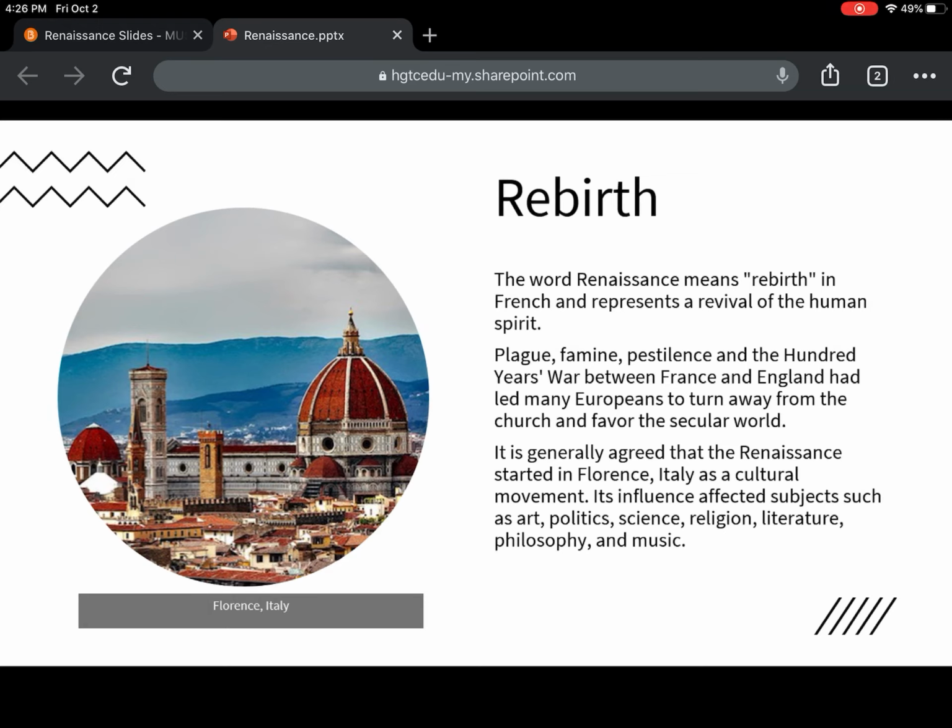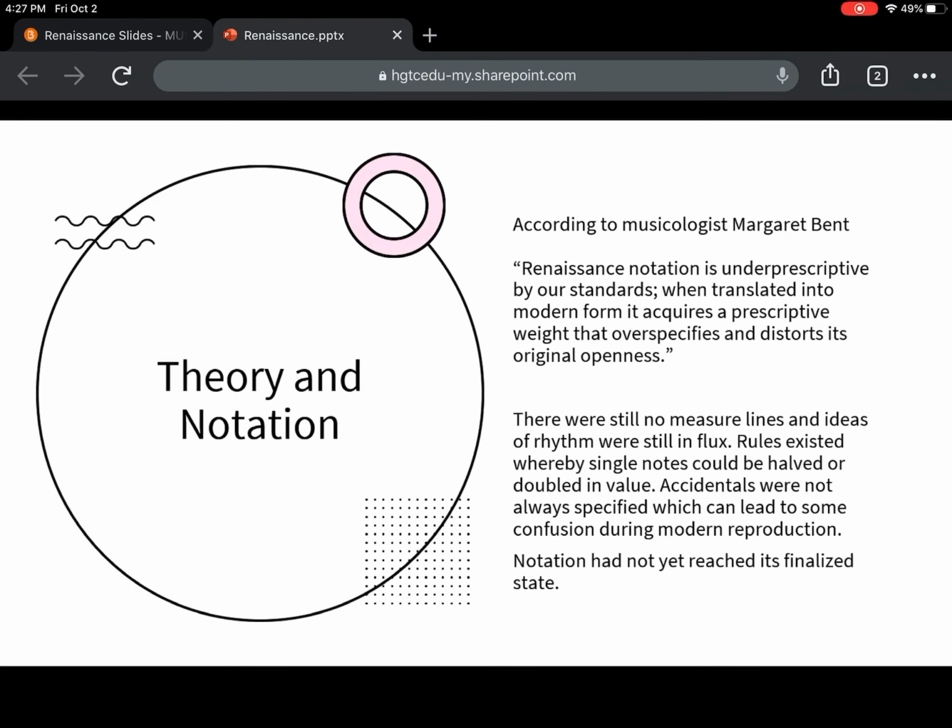It's generally agreed that the Renaissance started in Florence, Italy, at least in Europe. As a cultural movement, it affected subjects such as art, politics, science, religion, literature, philosophy, and of course music. So we're in good company here. Lots of development was happening in academia at the time, and music is just one of the many areas that saw these developments. So it was a really interesting time.